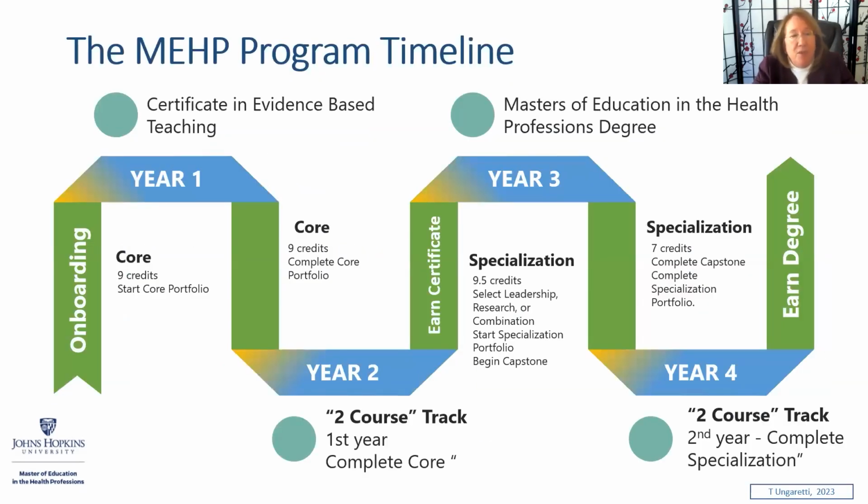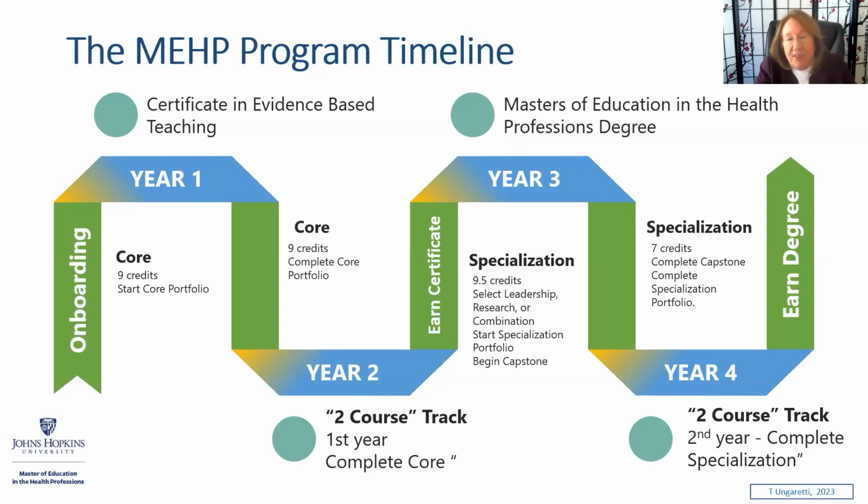The timeline for this program, so you can see it visually, is you enter the program in an onboarding experience in the summer, and that takes about 6 weeks. It's asynchronous, it's online, it's non-credit. And then in the first year, you will take 9 credits of work and you'll focus on the core courses. In the second year, you focus on the remainder of the core courses and you complete what we call that certificate after those 2 years. If you're on the 2 course track, you'd complete all of that in 1 year.